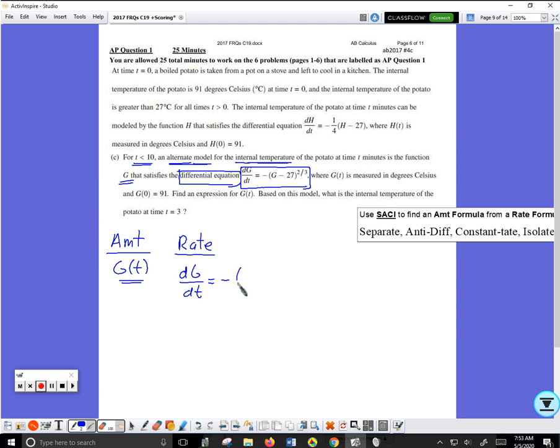This is negative G subtract 27 to the 2/3 power. G is still measured in degrees Celsius. G of 0 is still 91. Find an expression G of T. Got it. That's this statement here, that we use the SASSY method whenever we're trying to find an amount formula from a rate formula. So we know this formula here, we're trying to get to this formula here. The method of doing that is the SASSY method.